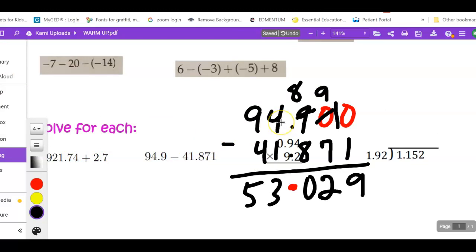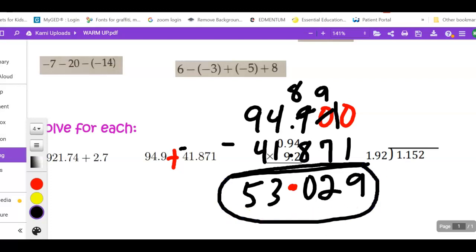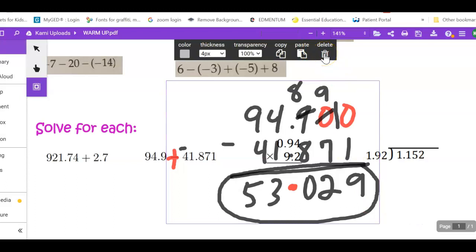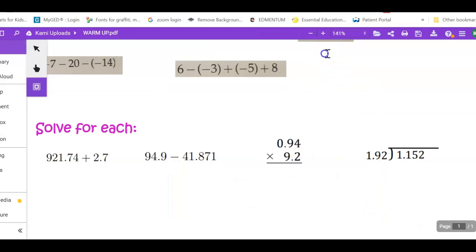Positive or negative? Let's go back. Remember what we did. We changed this to an addition. We changed this to a negative. So subtract, which we did. Keep the sign of the larger digit. What digit is larger? The 94.9 or the negative 41.871? 94.9 is larger. So therefore, I will keep my answer positive. Answer for this one, 53.029. We'll have more practice of those in class because I know everyone needs that refresher on how to do the subtraction with decimals especially.